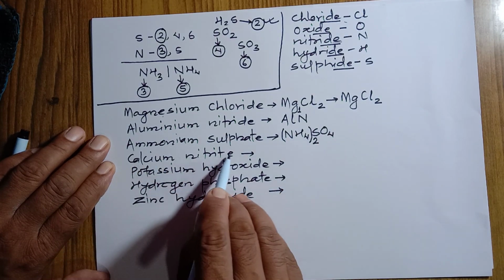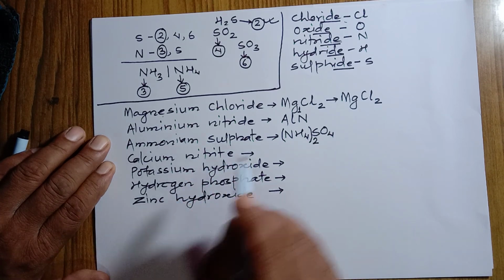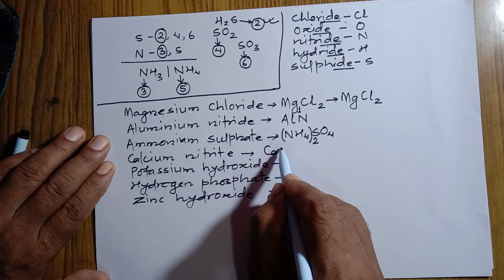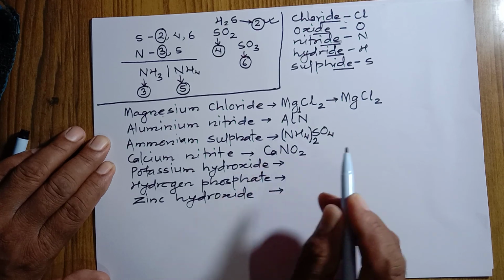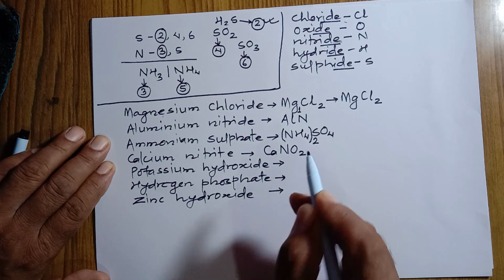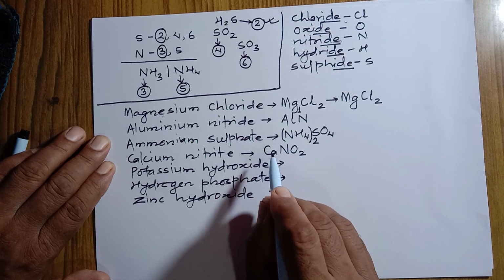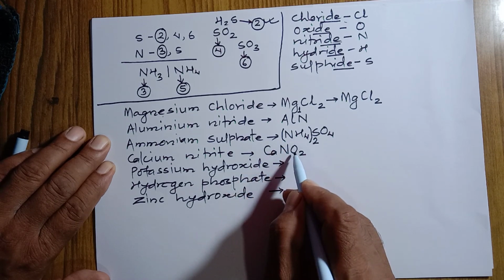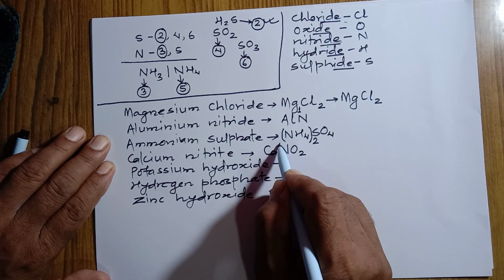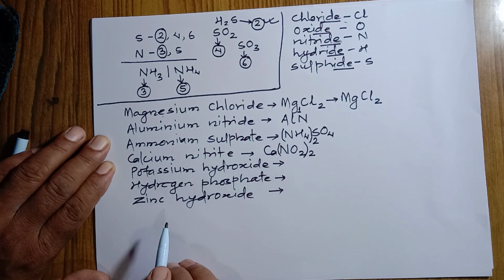Calcium nitrite. This is not nitrate. Calcium is Ca, nitrite means NO2. Calcium valency 2, nitrite valency 1. 1 we don't have to transfer. The valency of calcium, 2, has to be transferred to this nitrite, and nitrite is a radical. That's why this whole nitrite is taken as 2.